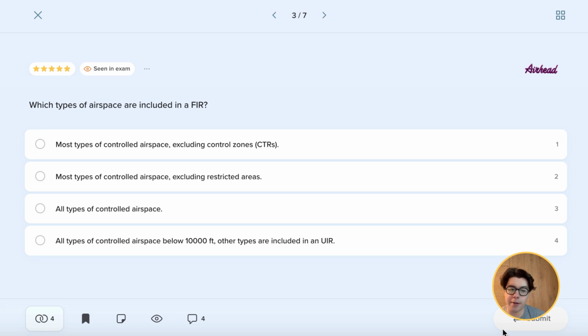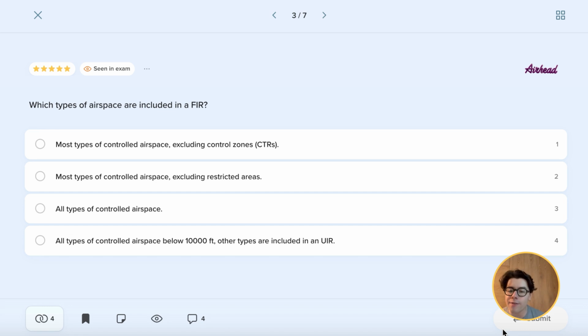Going into question number three, so which types of airspace are included in an FIR? So an FIR is a flight information region. You can think about it as a country. So this is a general airspace of a state. Some countries, as I'll show you in just a second, can be divided into more than just one FIR.